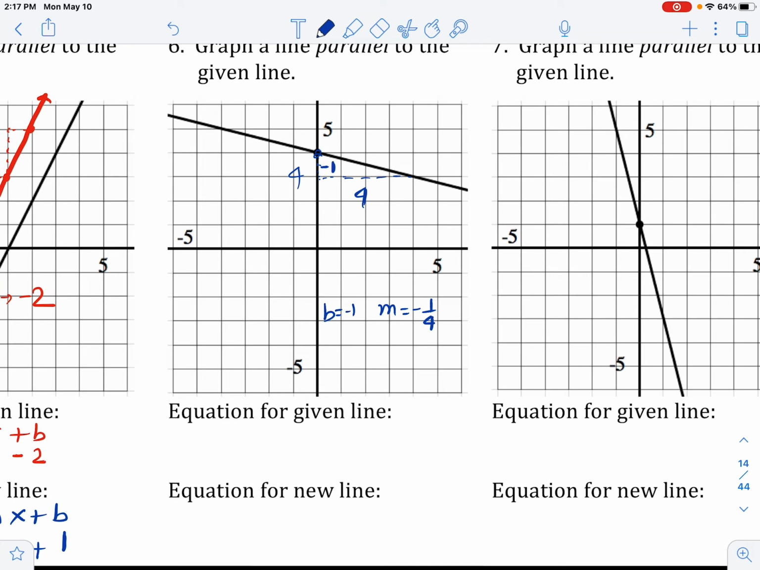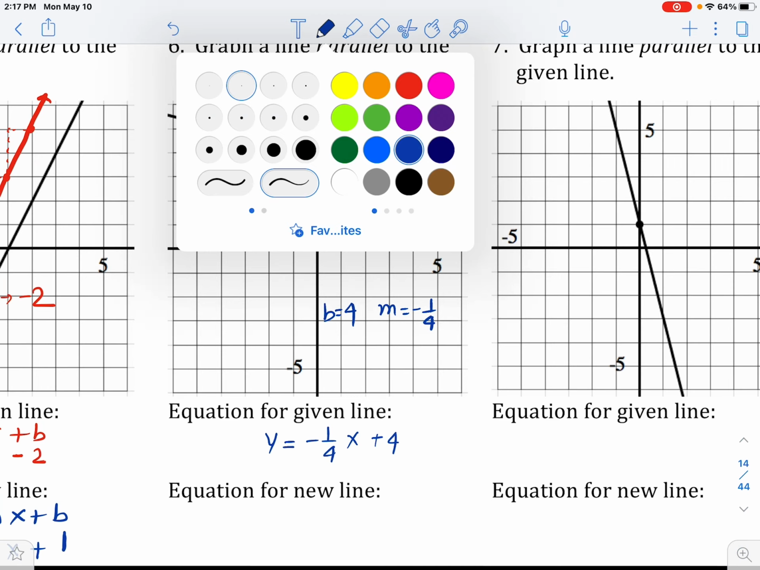So the equation for the given line is y equal to negative 1 over 4x, and the y-intercept b is 4 here, so plus 4. Now if you have to draw another new line, what you can do is pick any points over here.